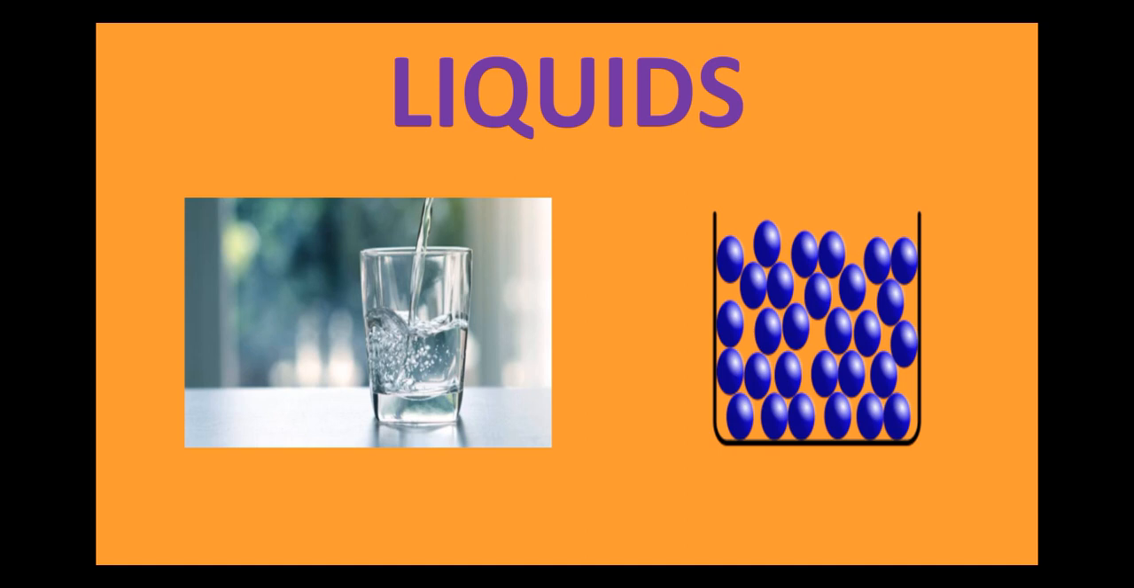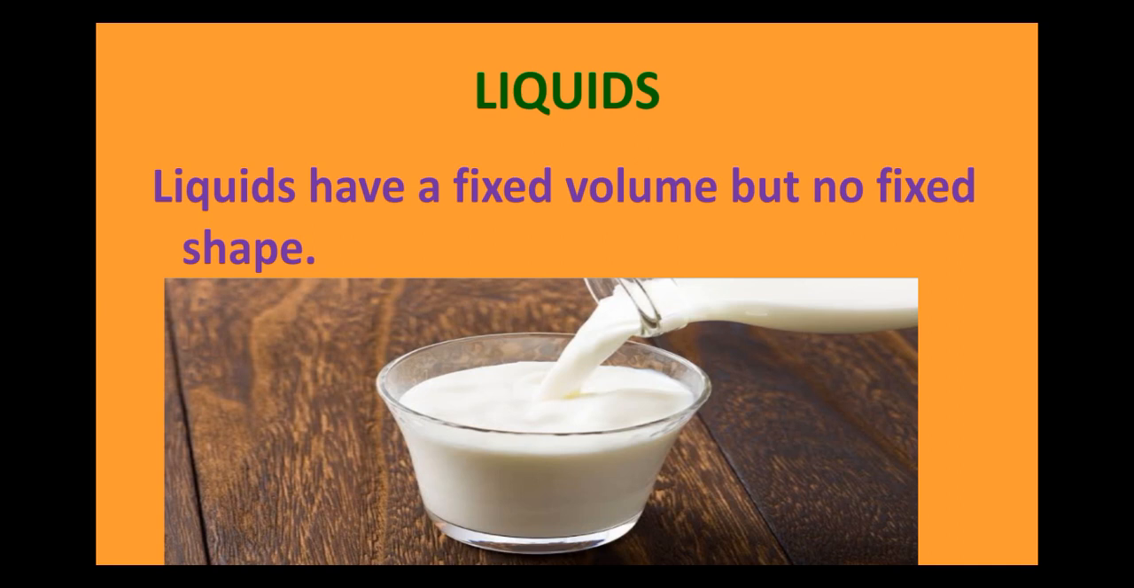Now, the next state of matter that we have to study is liquids. Liquid molecules have spaces between them, and the force of attraction between the molecules is less as compared to the solid. Over here, we can see in the image that the molecules of liquid have spaces between them. The first property of liquids is that liquids do not have their own shape. They easily take up the shape of the container in which they are kept.